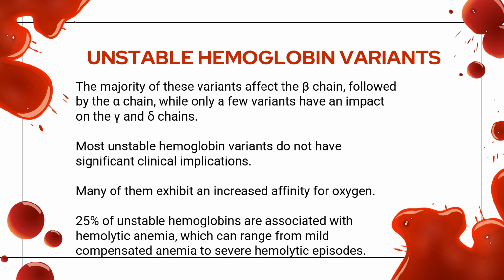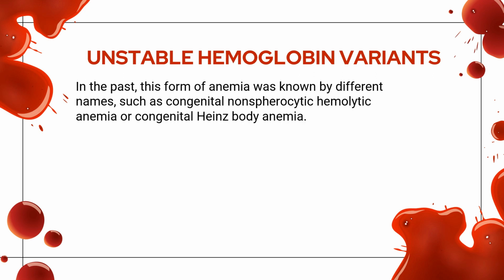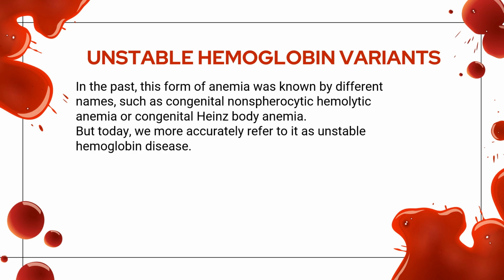However, approximately 25% of unstable hemoglobins are associated with hemolytic anemia, which can range from mild compensated anemia to severe hemolytic episodes. It's a delicate balance between our genetic makeup and the well-being of our blood. In the past, this form of anemia was known by different names, such as congenital nonspherocytic hemolytic anemia or congenital Heinz body anemia. But today, we more accurately refer to it as unstable hemoglobin disease.